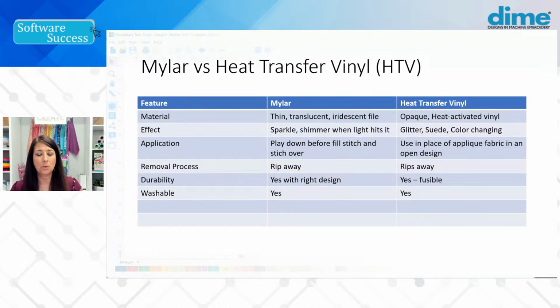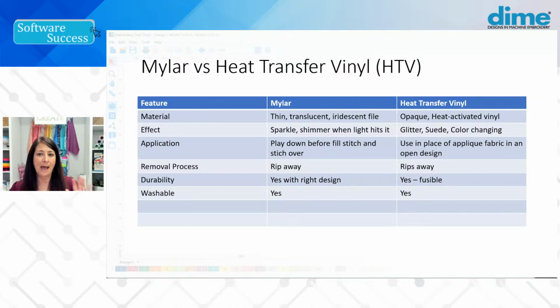The heat transfer vinyl comes in several different types. There's glitter, one that has a suede texture, and a color changing, iridescent look. Those are the three types that we use in embroidery. There are many other types of HTV, but those are the ones that we use in embroidery.